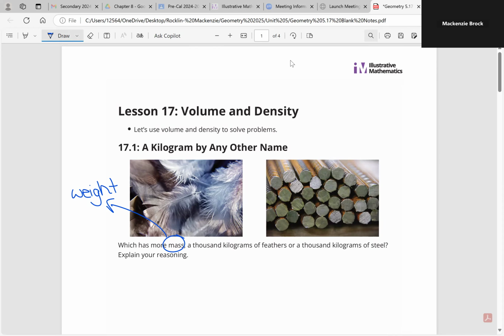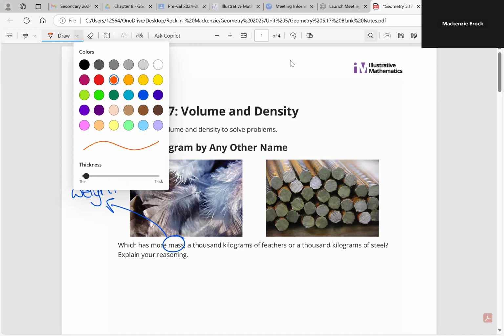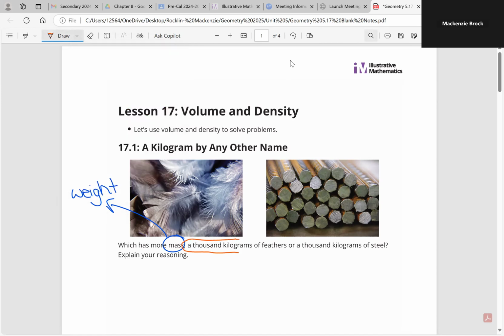So which has more mass, 1,000 kilograms of feathers or 1,000 kilograms of steel? Now, what I really want you to focus on here is they both have the same weight. So this right now doesn't matter. So which has more mass, or again, for this purpose, which has more weight? Neither, they're the same. It is going to take more feathers than steel to get that weight, but that's not what they're asking. They're just kind of thinking in weight. So that's all you got to put there.